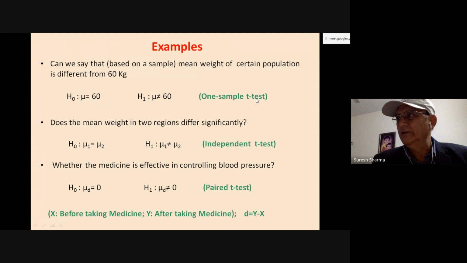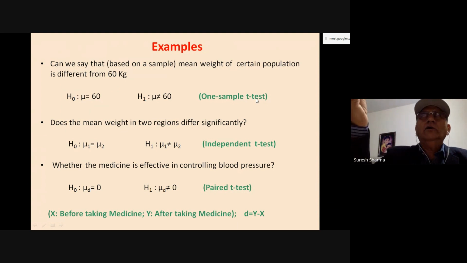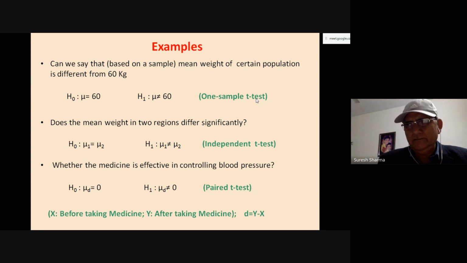This is called a one sample t-test because you have to take only a sample of people concerning weight. That's all. Because weight is the only thing.